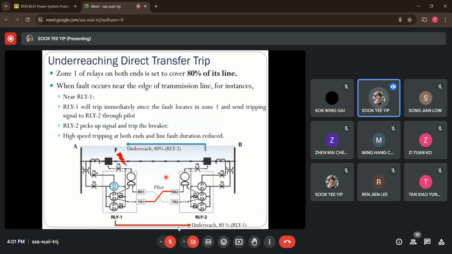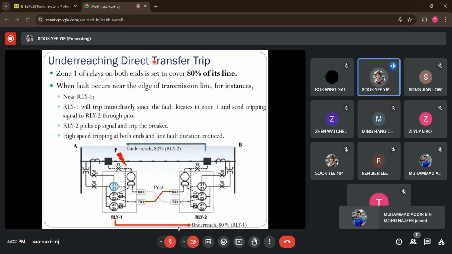Okay, so now let's look into one more scheme, and then I will give you a 5 minute break. This time I will talk about the under-reaching direct transfer trip. This pilot protection scheme is actually very simple. We are using the distance relay together with the communication channel to achieve fast full line isolation.